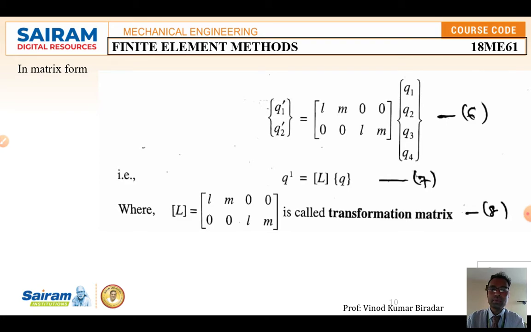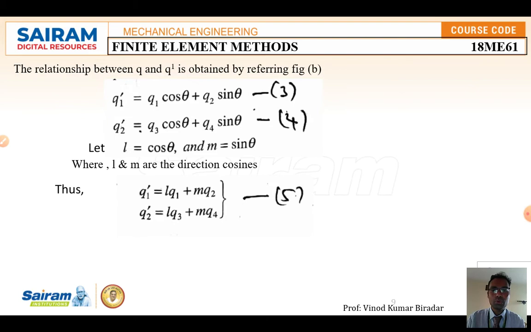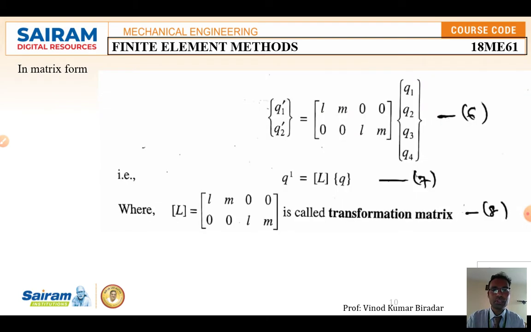The same you have to write in matrix form. You get q1 dash and q2 dash equal to the matrix [l m 0 0; 0 0 l m] multiplied by the displacements q1, q2, q3, q4. If you multiply this, you get the same values as in equation 5. Give equation number 6. Just to modify, let us call this one q dash, this one L, and this one q. Where L is equal to [l m 0 0; 0 0 l m], this is called the transformation matrix. Give equation number 8.